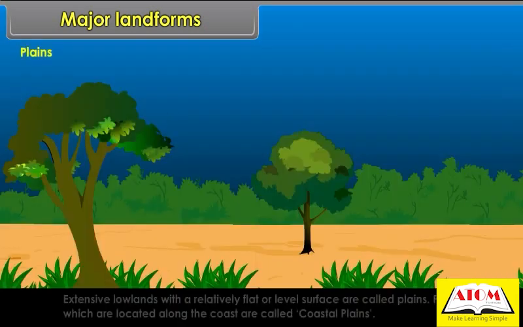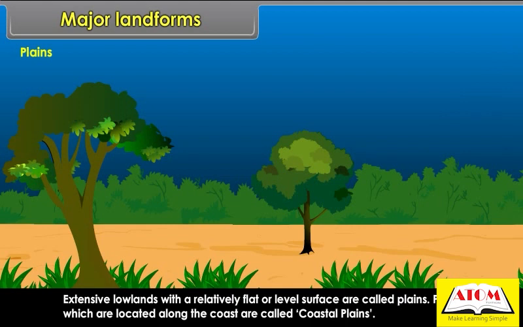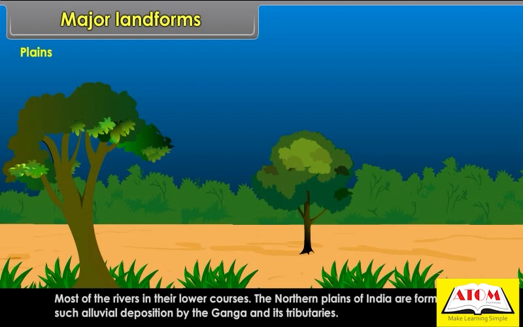Plains: extensive lowlands with a relatively flat or level surface are called plains. Plains which are located along the coast are called coastal plains. Most of the rivers form plains in their lower courses. The northern plains of India are formed by such alluvial deposition by the Ganga and its tributaries.